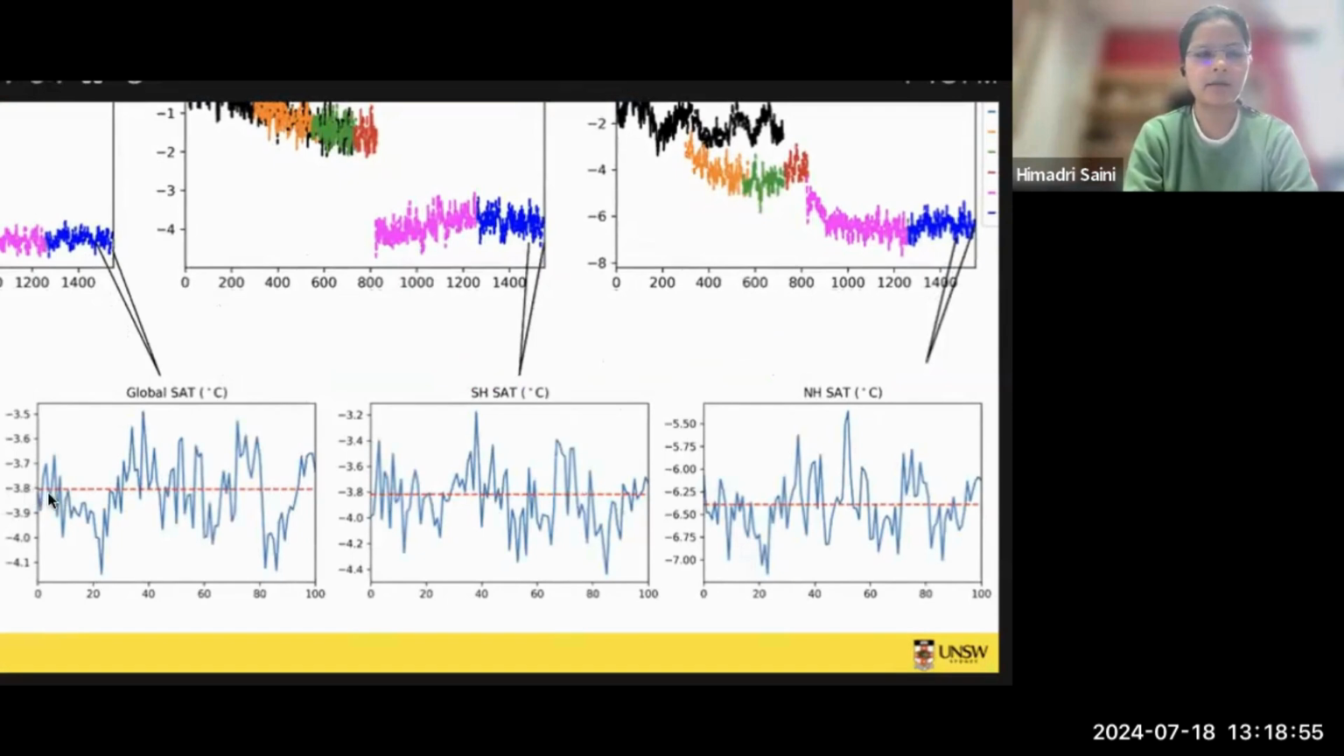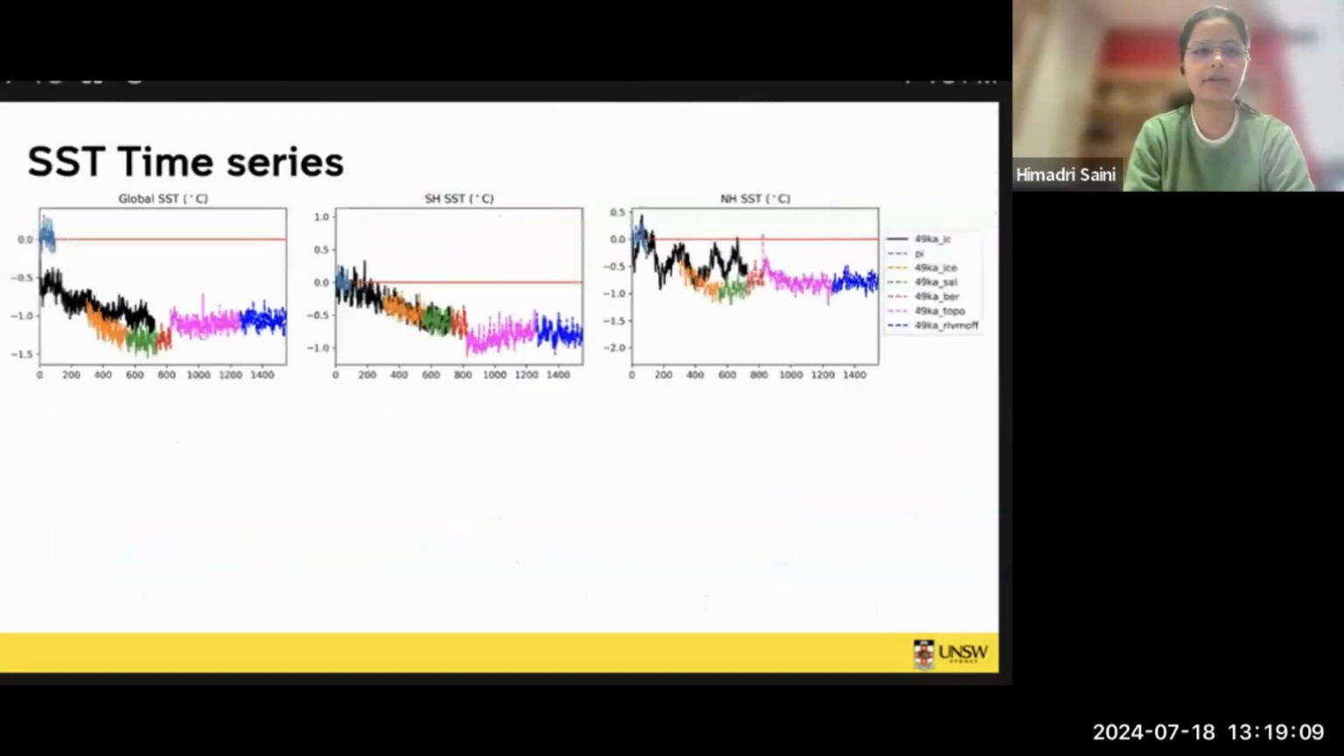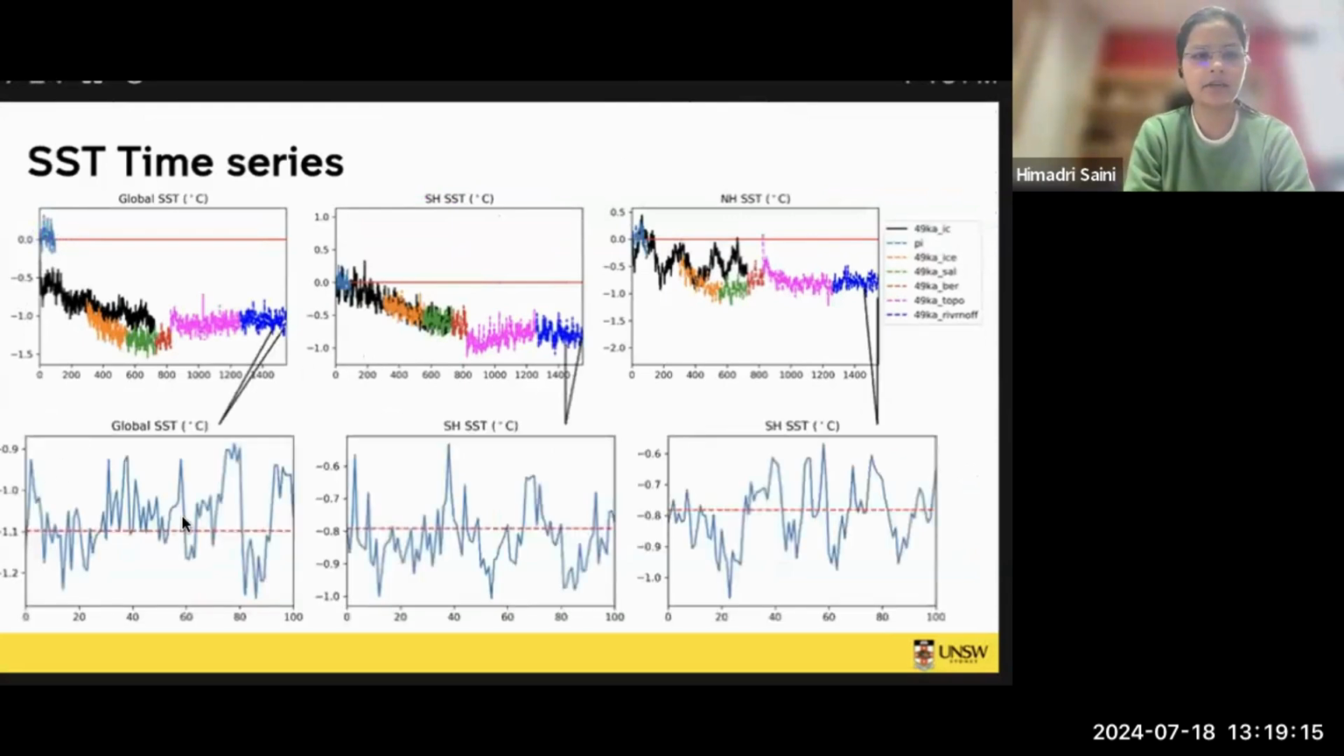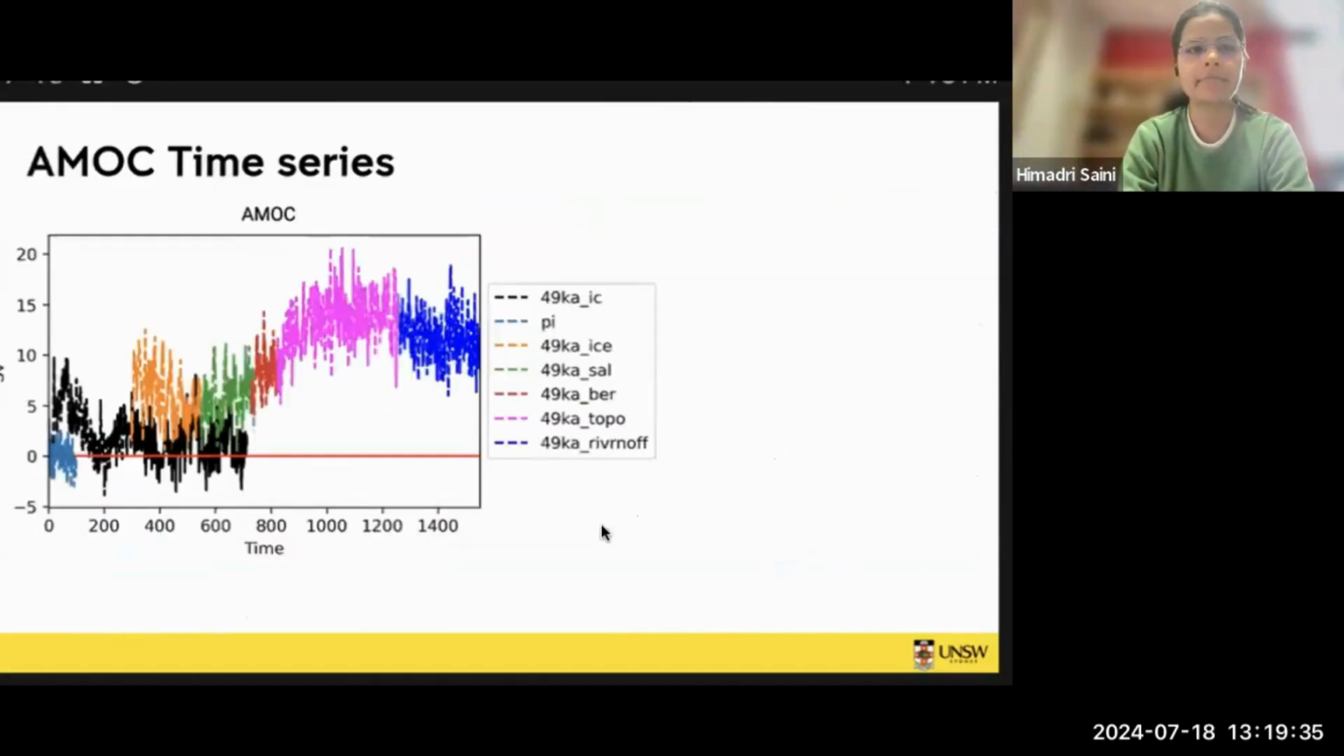So we are at 3.8 degrees lower surface air temperature compared to PI globally. And for Northern Hemisphere, it goes by more than 6 degrees, basically. Same for SST, so there was a large variability in the simulations, and the last 100 years look okay. The global SST is about 1.1 degrees lower compared to PI, and sorry, this is Northern Hemisphere, not Southern. Basically the idea is the last 100 years look pretty much at a quasi-equilibrium state.